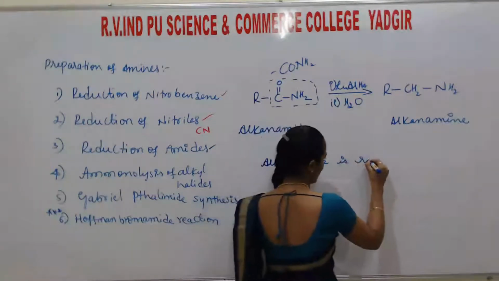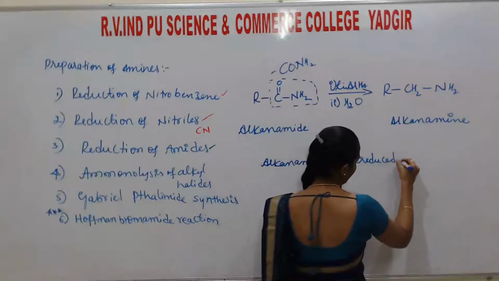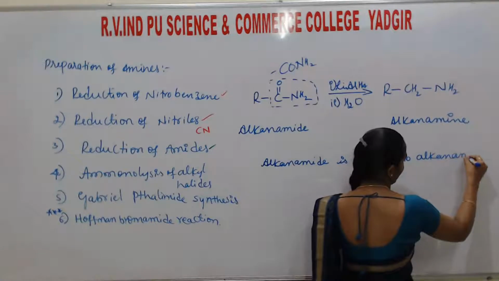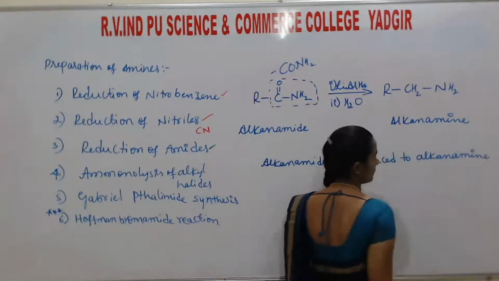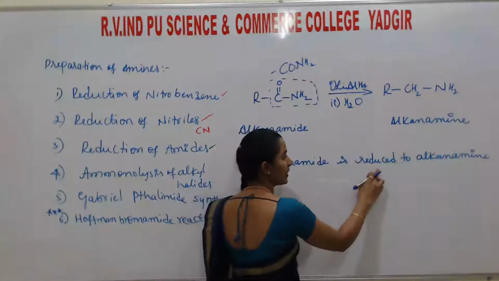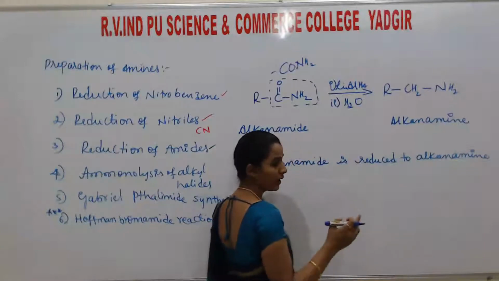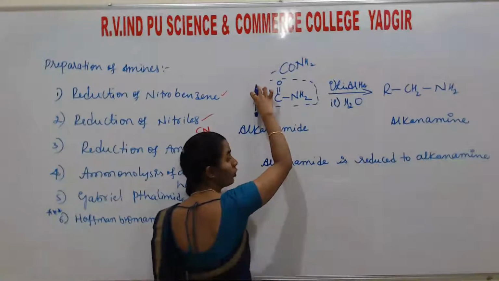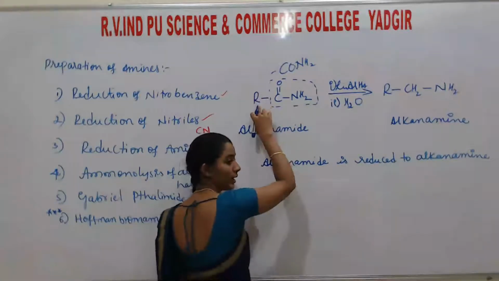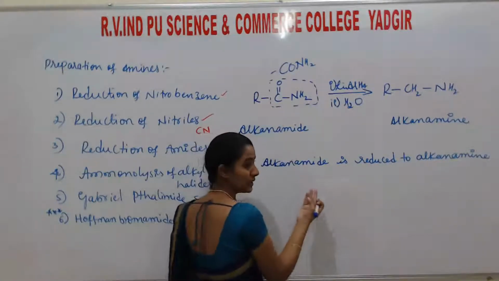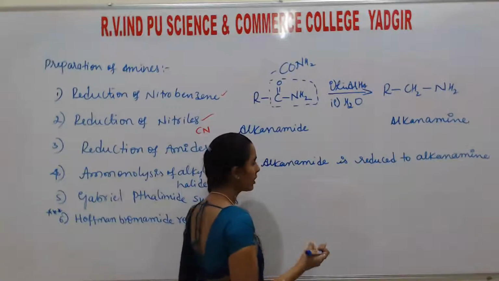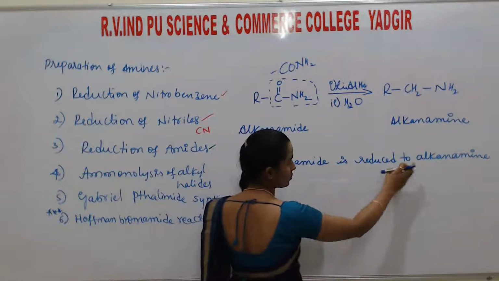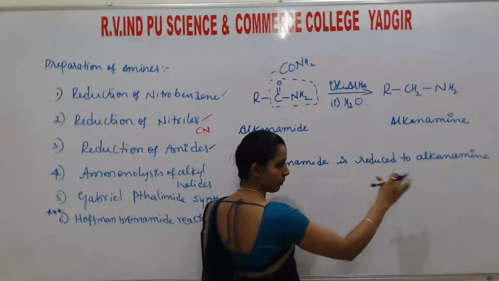Alkane amide is reduced to amine. Am I right? Alkane amide, that depends upon what group you have taken here. If it is an aryl group, then it is benzene amide or aryl amide. You simply take alkane amide reduced to amine.